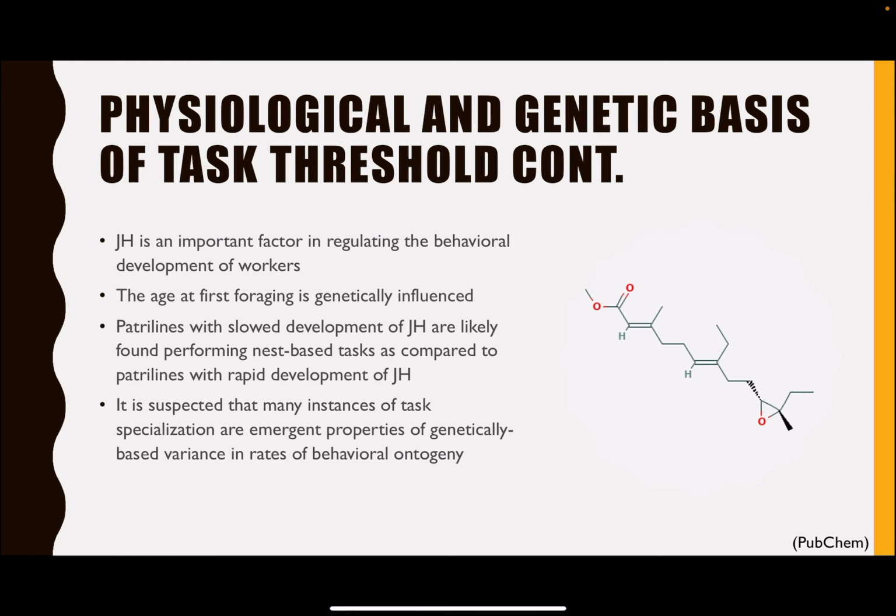A continuation of that, the juvenile hormone is an important factor in regulating the behavioral development of workers. So just like I just said, higher levels of that juvenile hormone will increase their likelihood of becoming a forager. It'll make them become a forager faster. And the juvenile hormone is shown here.